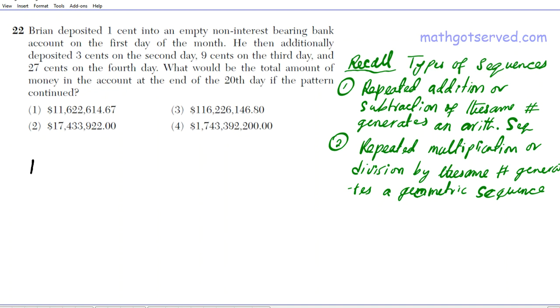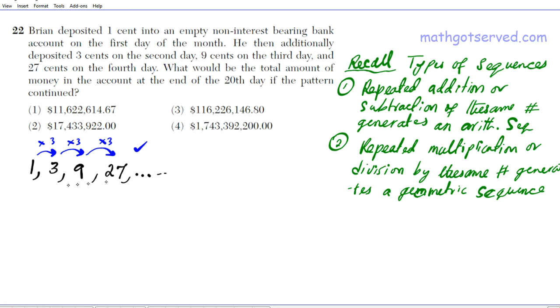Brian started with 1, and then he added 3 cents next, and then 9 cents, and then 27 cents, and the pattern continues. So the value of money he adds every time, what type of sequence is it? If you want to try repeated addition, 1 plus 2 is 3, 3 plus 2 is 5. So that doesn't work. So let's try multiplication. What if you multiply by 3? 3 times 3 is 9. Multiply 9 by 3, that's 27. Check.